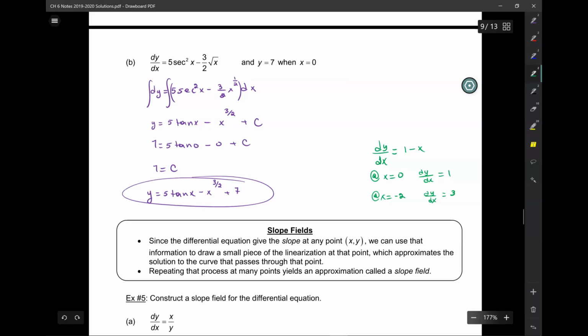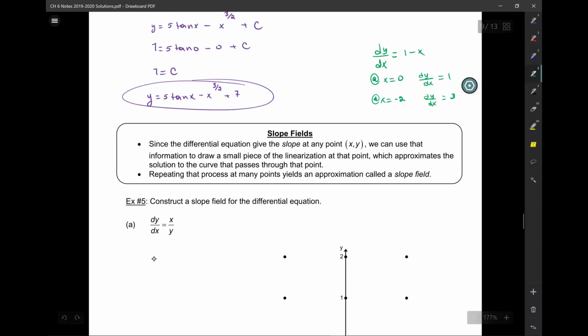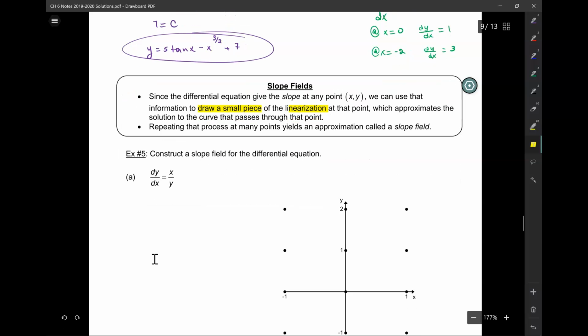So to appreciate it, we'll talk about this. Since the differential equation gives us the slope, we can use the equation and draw a small piece of the linearization at that point. Remember how even if you have a squared function or a cubic function, if you look at one point, it behaves like the linear tangent line. So we can draw that for each point, and eventually get a slope field.